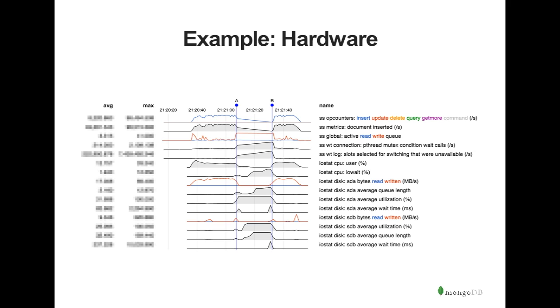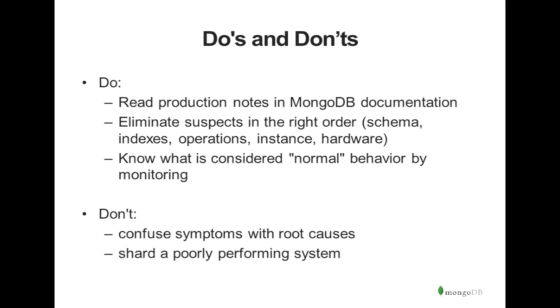So again, this is the kind of thing that you do last in the chain of suspects. You exhaust all the suspects before you get to something as low as the hardware. But this is an example where performance tuning in the hardware made a big difference. Okay, so just in summary, I'm going to give you a list of do's and don'ts.